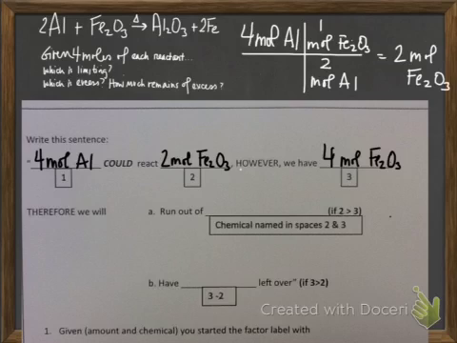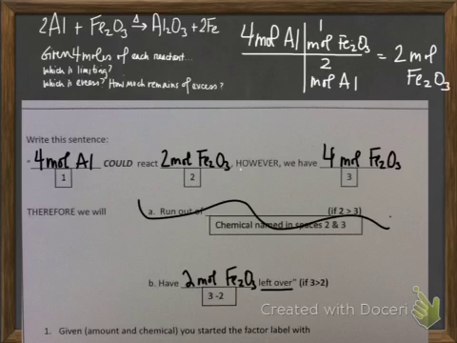Therefore, we will, well, is space number 2 bigger than number 3? No. So it's not A. Therefore, we will B, 3 minus 2, we will have 2 moles of Fe2O3 left over. This worked out nicely because we found our excess first, which means we're done. We don't have to do another problem.